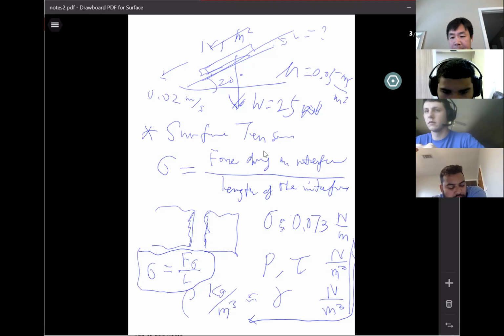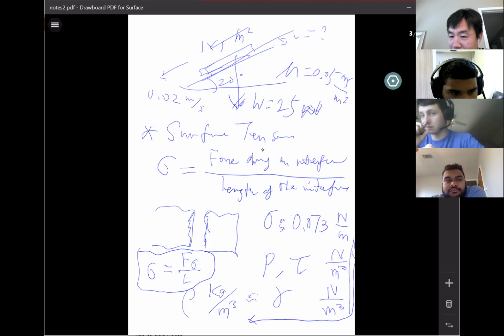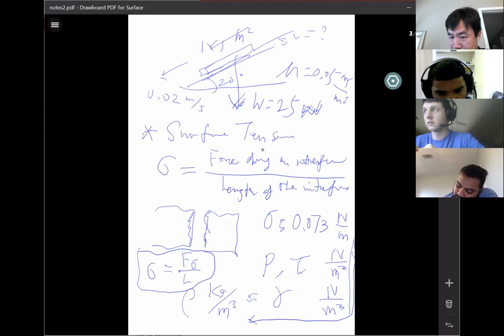So the surface tries to break, and your surface tension force tries to hold it. So it's an action-reaction. By definition, the surface tension force is perpendicular to the interface and tangential to the surface where it breaks. That's the direction of the surface tension force. Very important.